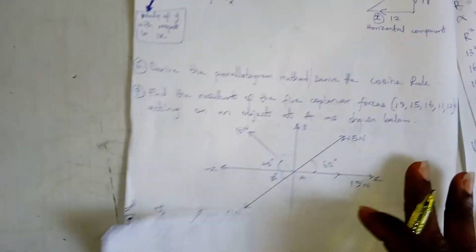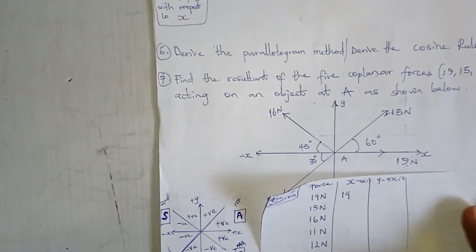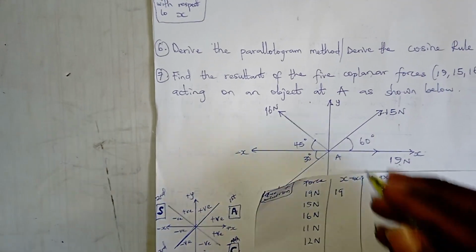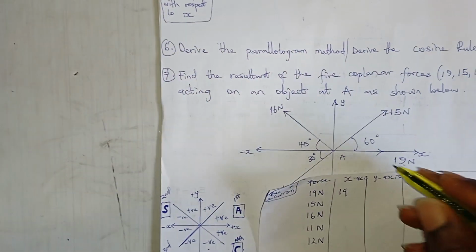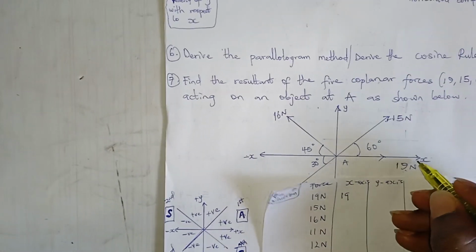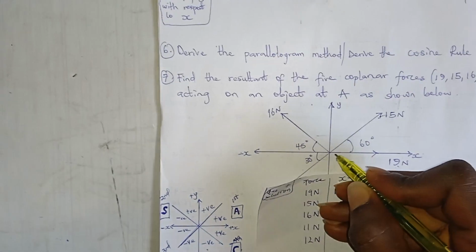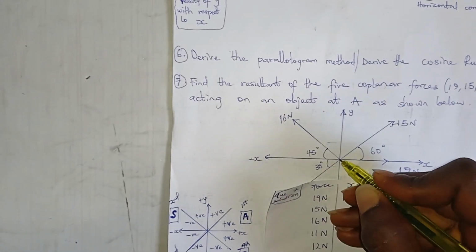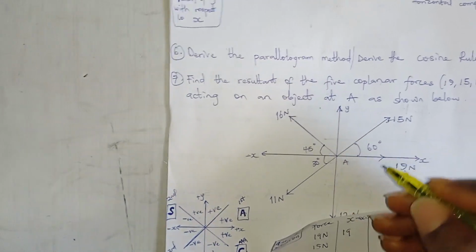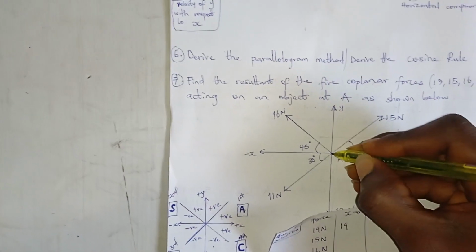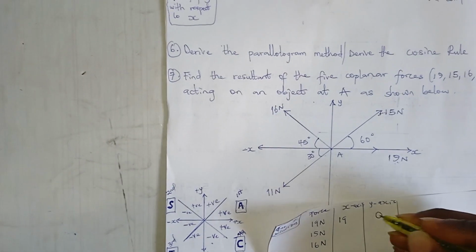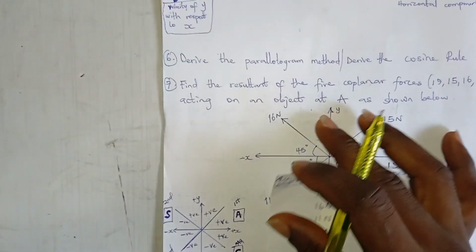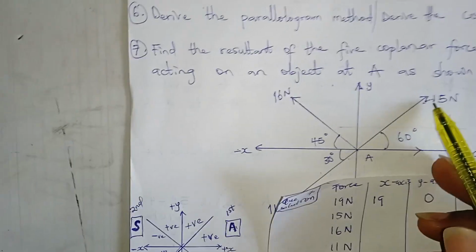So we have this force to be 19 at the x-axis. Now at the y-axis, you can't take it to the y-axis because it's at x. So the effect it has on y is zero. So y is 0. Now the 15 Newton, the 15 Newton I'm seeing here.